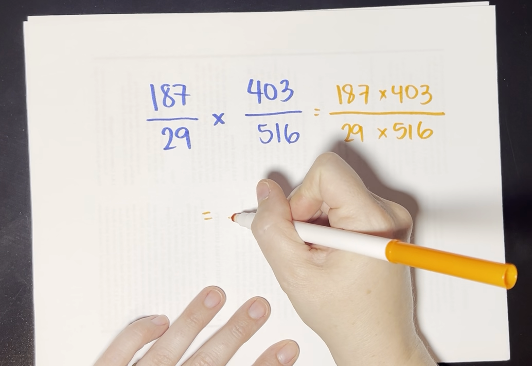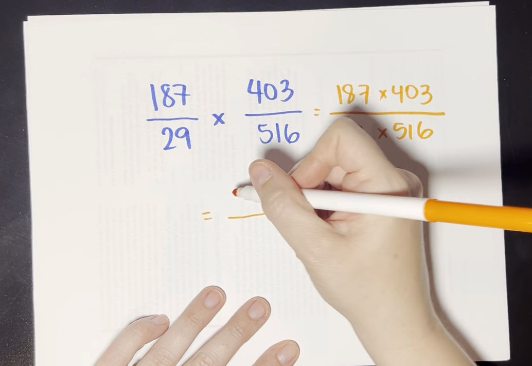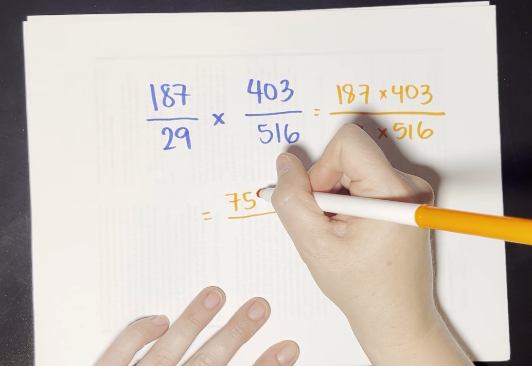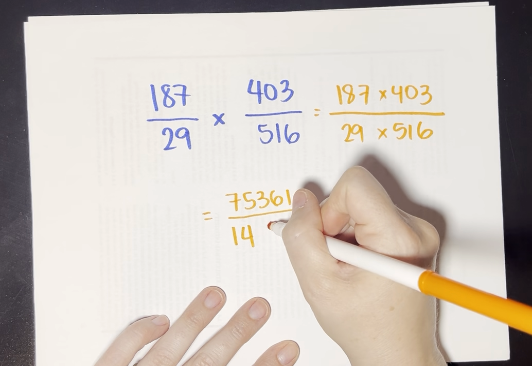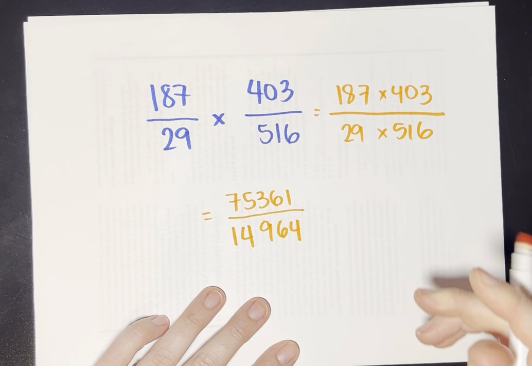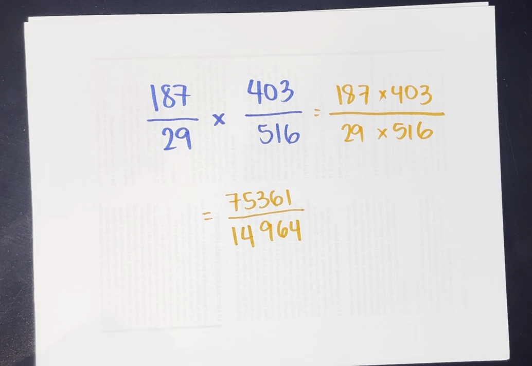but I can also plug this in my calculator if I'd like to simplify it, and I get 75,361 over 14,964. And while we're here, let's spend a moment kind of making sure that this makes a little bit of sense to us.